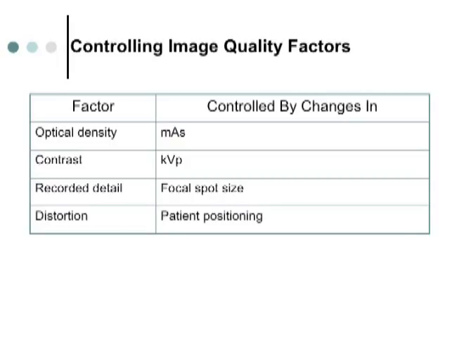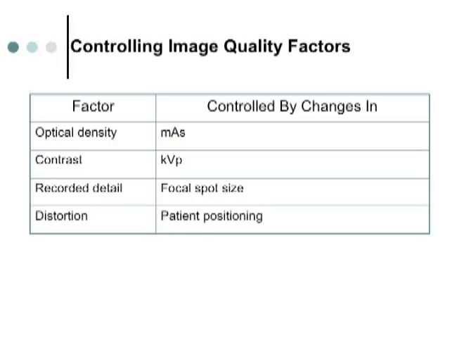Okay, so when we talk about the controlling factors of the quality, the optical density, the darkening of the film, is controlled by your mass, or your MA times your time of exposure. The contrast, how white and black the image will be. Short scale of contrast means black and white. Long scale of contrast means more grays, more differential. That's controlled by your KVP.